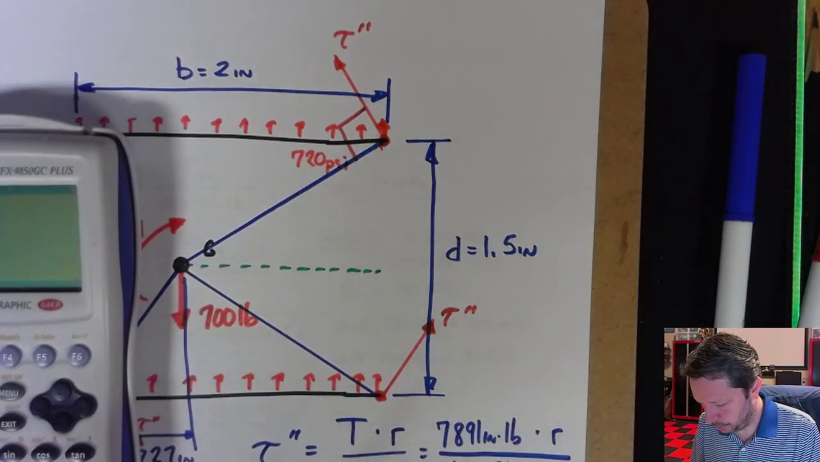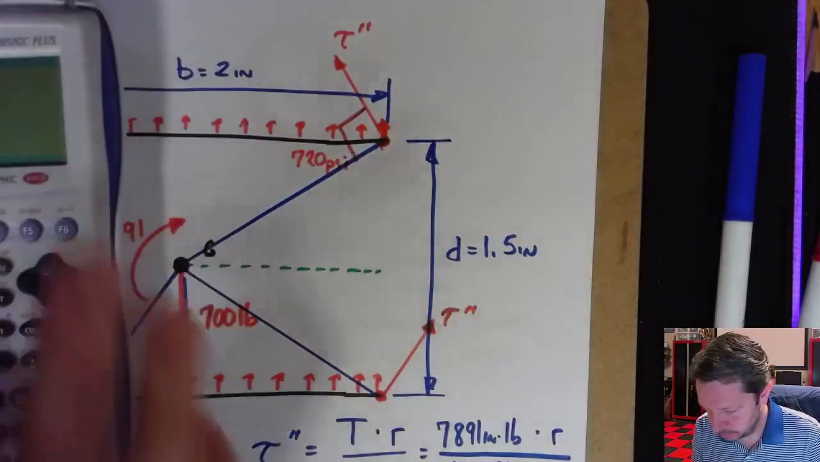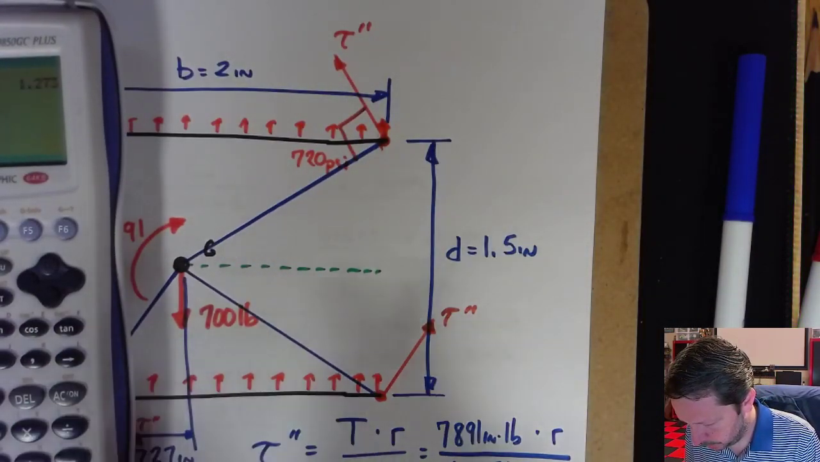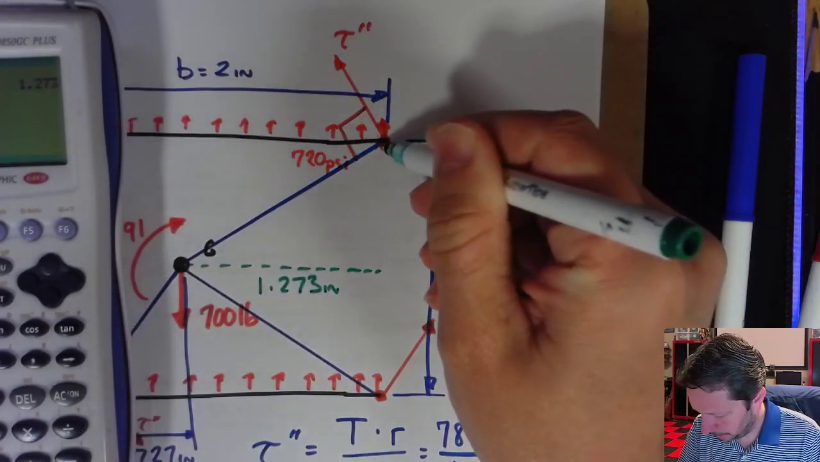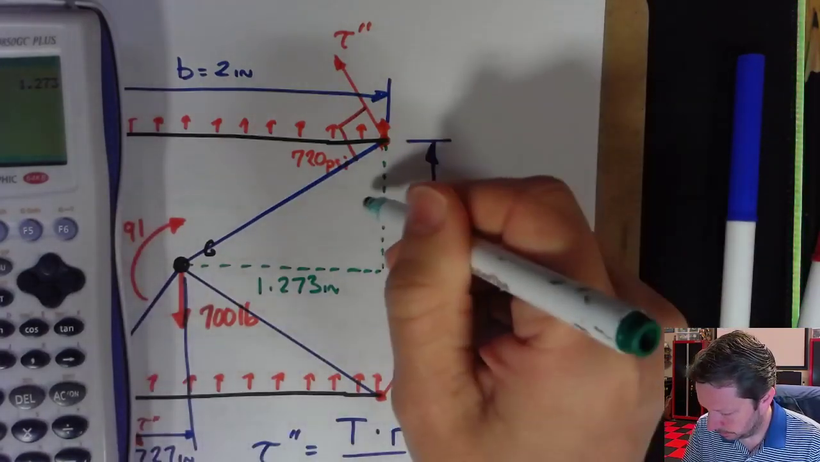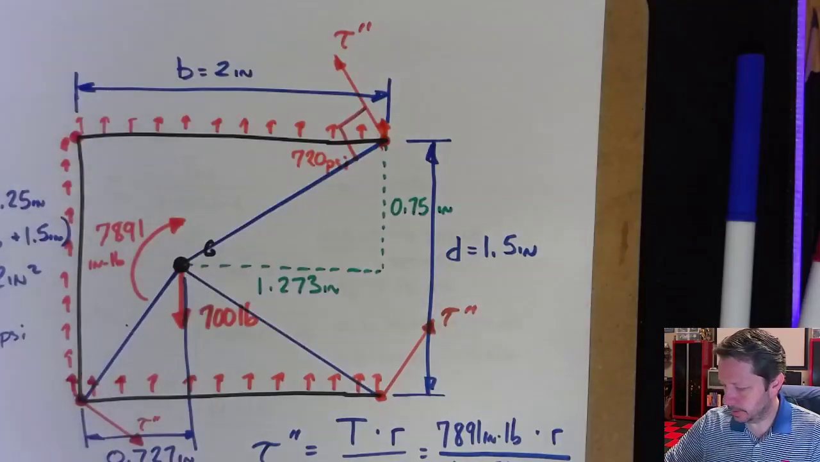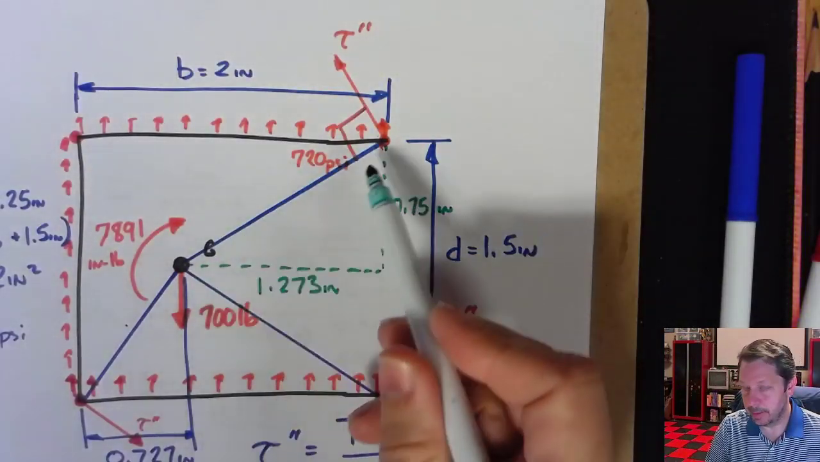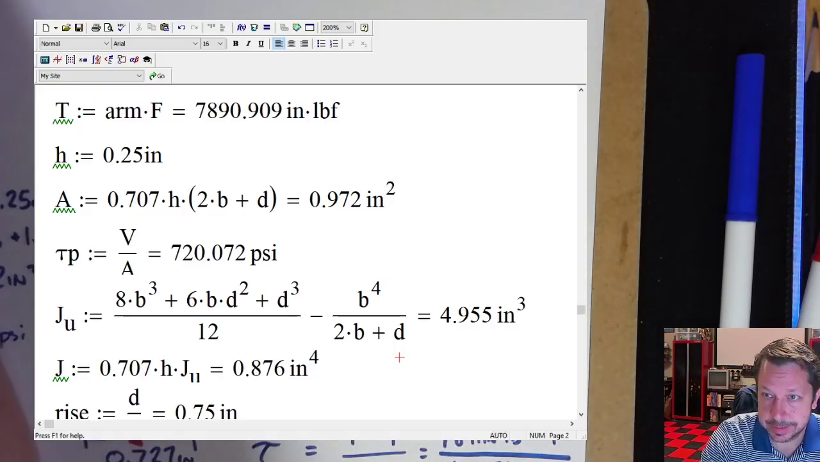That whole base was 2 minus this distance, 0.727. So this is 1.273 inches. This distance is half of D, so that's 0.75. So now I've got a right triangle. This is the hypotenuse of it, and I can just easily solve for that distance, which I did.